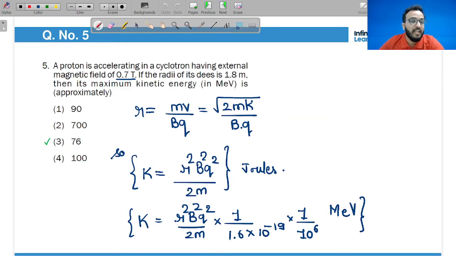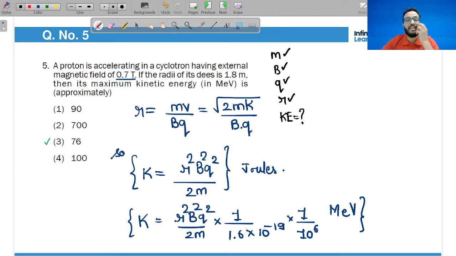Now here, they have given us a proton. We know the mass of the proton. We know the charge on a proton. It is accelerated in a cyclotron having an external magnetic field of 0.7 Tesla. So they have given us the magnetic field also. So what do we know in this question first of all? We know the mass. We know the magnetic field they have already mentioned. We know the charge on the proton. Already these three things are known. Then they have already given the radius of the Ds. So what they are asking is just the kinetic energy of the proton.